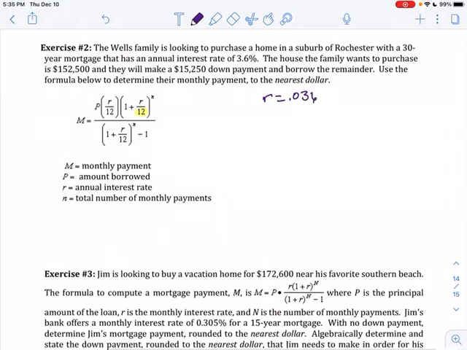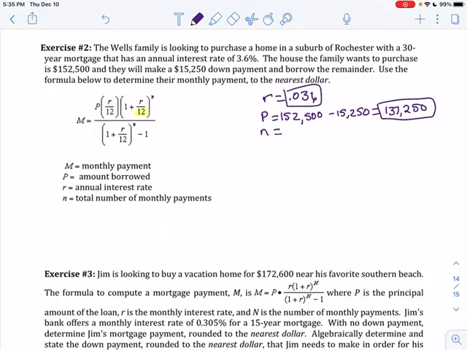The house the family wants to purchase is $152,500, but they're going to make a down payment of $15,250. So they're actually not going to take out a mortgage for $152,500. It's going to be $152,500 minus their down payment, $15,250. So they're only going to take out a mortgage for $137,250. So this is their principal, this is their rate, and I need the number of payments.